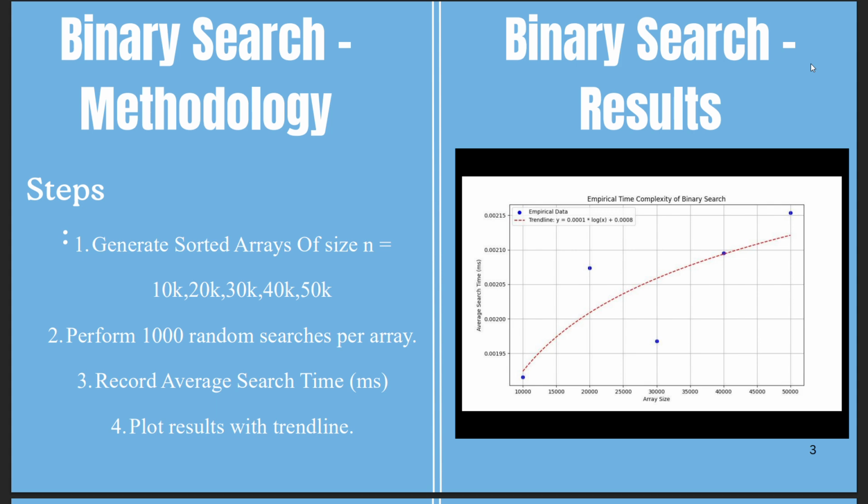For binary search, we designed a simple experiment. We generated sorted arrays of size 10k, 20k, 30k, 40k, and 50k. On each array, we performed 1000 random searches to make sure the results were averaged and fair. We then recorded the average search time in milliseconds and plotted those values with a trend line. This method allowed us to see how runtime changes as the input size increases.